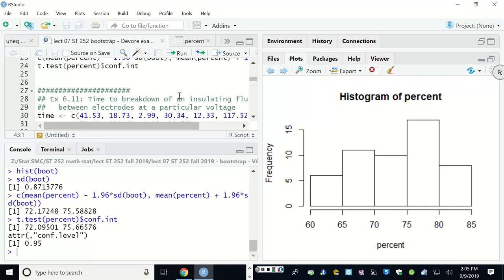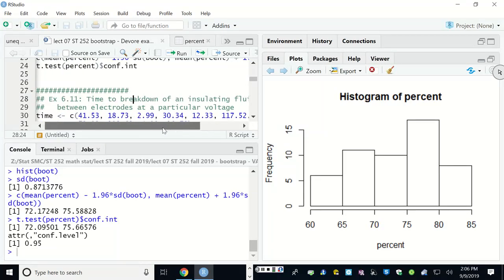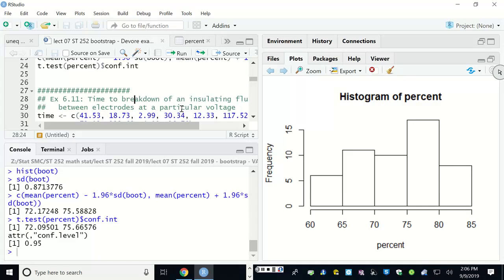Okay, so the second example from this book was the time to breakdown of an insulating fluid between electrodes at a particular voltage. At San Luis Obispo, I think statistics is within their College of Engineering, so the statisticians work with a lot of engineers. So it's a ready source of a bunch of experimental data. Yep, data like this, right?